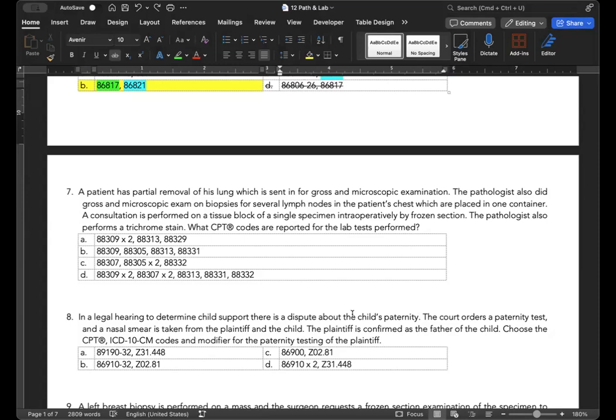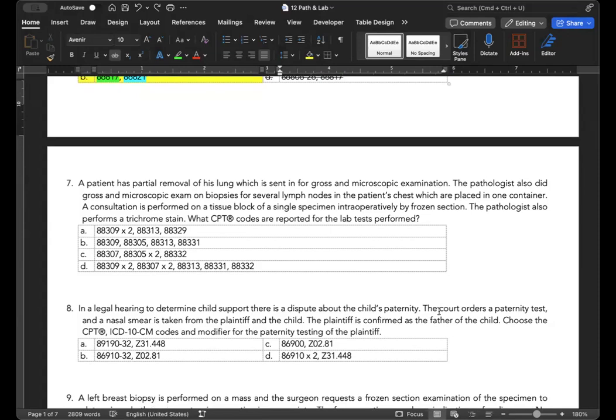Number 7, a patient has partial removal of his lung, which is sent in for gross and microscopic examination. The pathologist also did gross and microscopic exam on biopsies for several lymph nodes in the patient's chest, which are placed in one container. A consultation is performed on the tissue block of a single specimen intraoperatively by a frozen section. And the pathologist also performs a trichrome stain. So what CPT codes are we going to report for our lab tests that are performed?